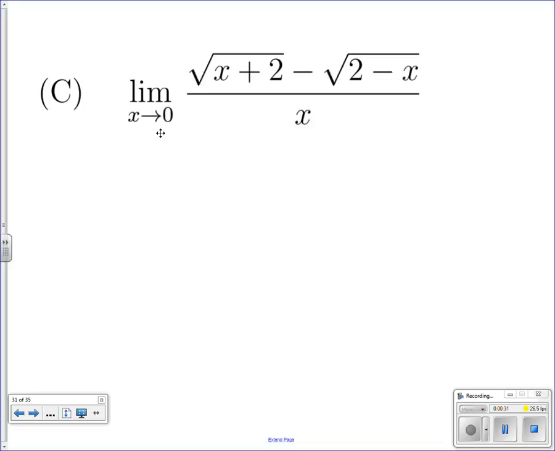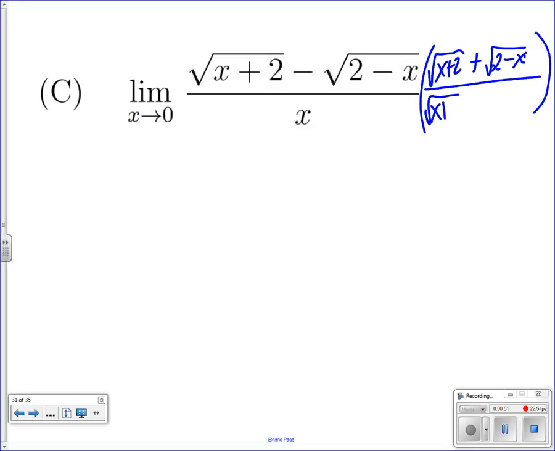Now, a different option that we can do is multiplying by the conjugate. Again, with radicals, a lot of times that's a solid go-to. So we're going to go ahead and multiply this by the square root of x plus 2 plus the square root of 2 minus x, over the square root of x plus 2 plus the square root of 2 minus x.